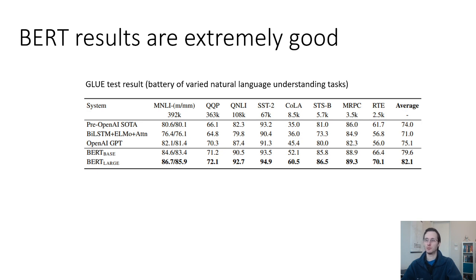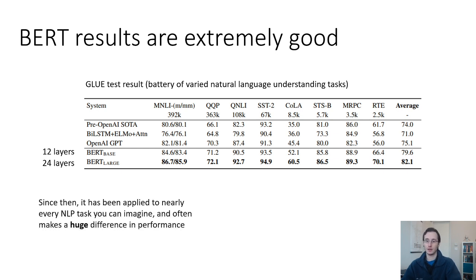In the third row, GPT, which is basically a forward language model with a transformer. BERT does quite a lot better across all of these. So BERT base has 12 layers, BERT large has 24 layers. And when I say layer, I really mean that whole block, self-attention and position-wise nonlinear network. So these are very large improvements across a range of all these tasks, and it doesn't end there. Since then, BERT has been applied to nearly every NLP task you can imagine, and often makes a huge difference in performance. So pre-training this bidirectional transformer on a large text corpus makes a really big difference for the performance of downstream tasks when you fine-tune from BERT, or even when you just use the representations in it.